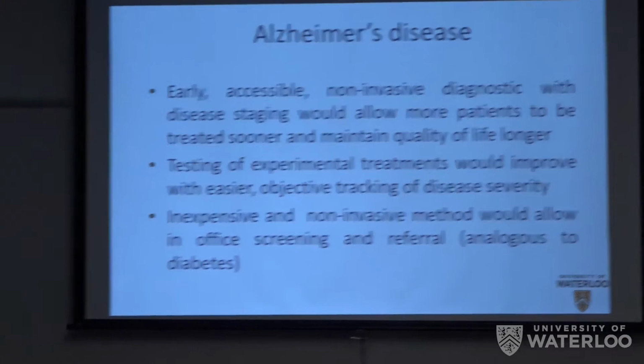So this is what currently happens in diabetes. Diabetes often causes vision loss, and diabetics are told to have eye exams once a year, and then as needed they're referred for better control of their diabetes to an endocrinologist. And in this case the referral would be from optometrists or ophthalmologists to neurologists for full assessment of the patient.